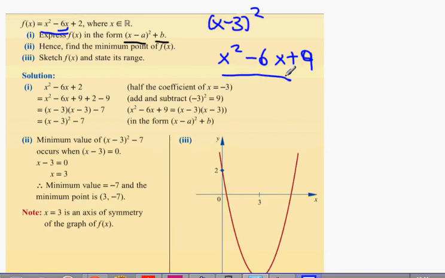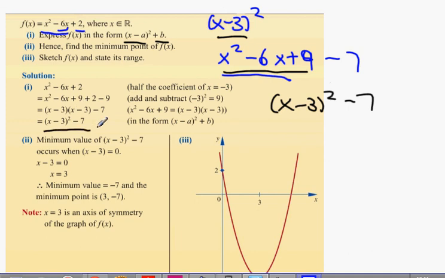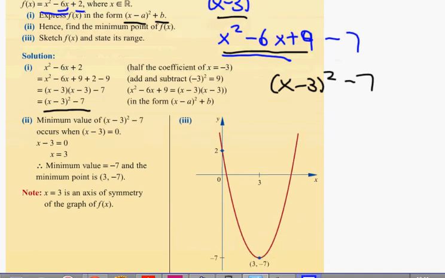Now, what's the difference between this function and the function here? There's 7 extra, isn't there? Because it should be 2, but it's 9. So what we got to do is take away 7. Then we can rewrite this part as what it was: x minus 3 squared minus 7. Done like there. Hence find the minimum point of f of x.